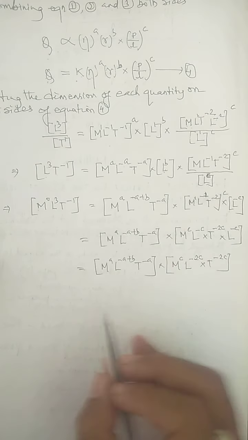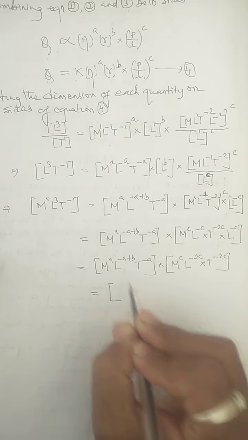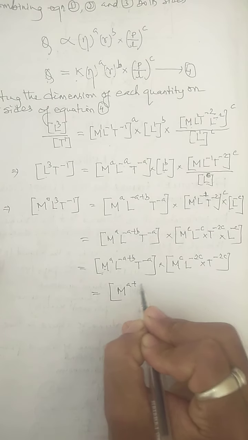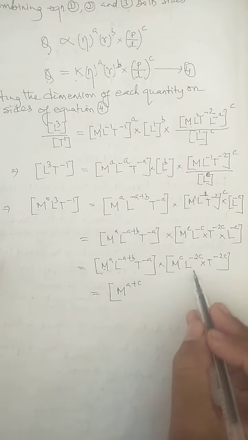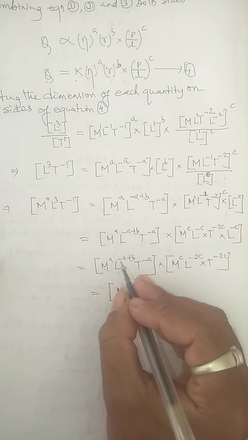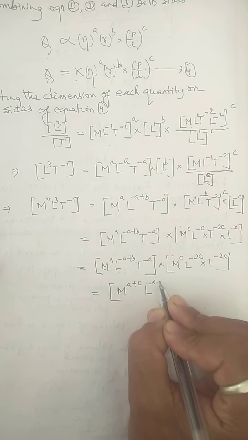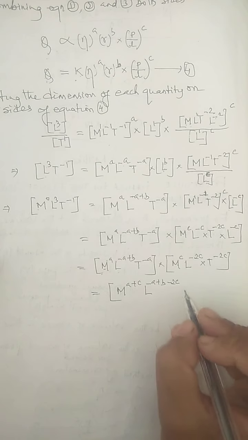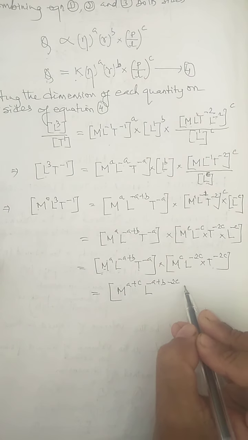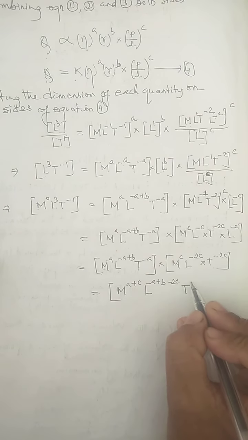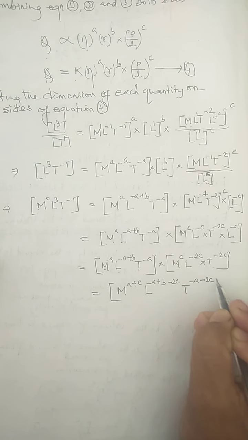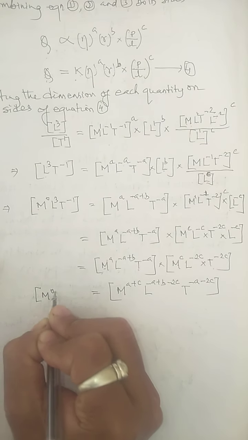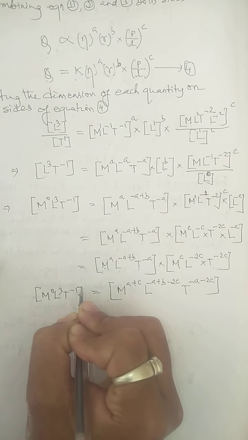Now I can further combine this one. M, same base, powers will be added. So it will be M to the power A plus C. L, same base, powers will be added. So earlier it is minus A plus B, and there is minus 2C. Then these bases are the same, T. The powers will be added. It will be minus A and minus 2C. So finally you can see the expression, children. It will be M to the 0, L cubed, T to the minus 1.